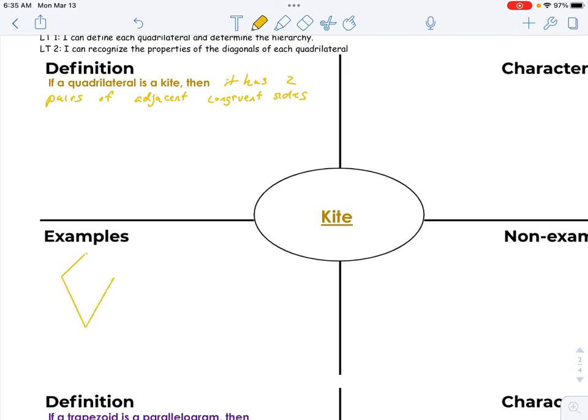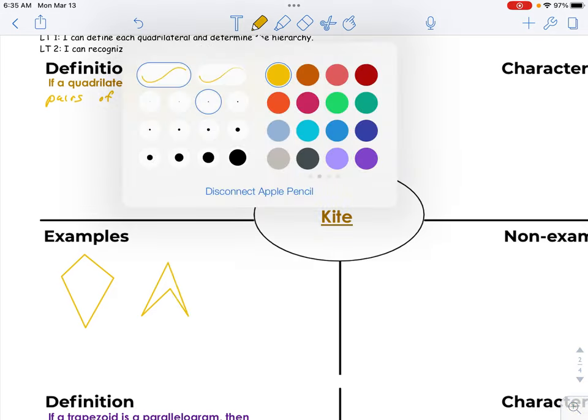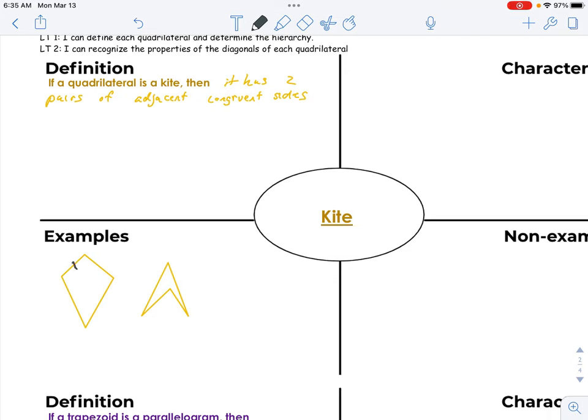There's actually 2 kinds. It doesn't matter, these vocabulary words, but you can have convex or concave. Alright, and did I do a perfect job of drawing these? I'm not sure. Like, adjacent sides are congruent. There's 2 pairs of those. Alright.